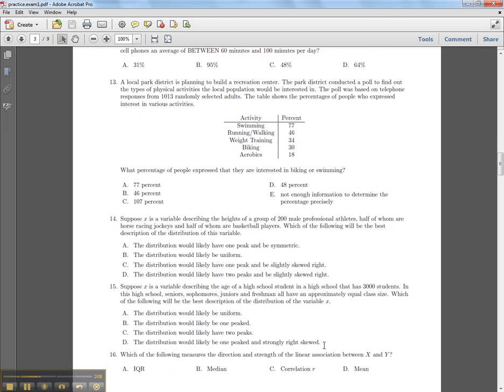Alright, so let's do number 16. Which of the following measures the direction and strength of the linear association between x and y? The linear association between x and y, this should be really simple. It's not median. That doesn't tell you the linear association. Neither is it mean. And the IQR is Q3 minus Q1. So 16 is C, correlation R. That should be a free easy point question.